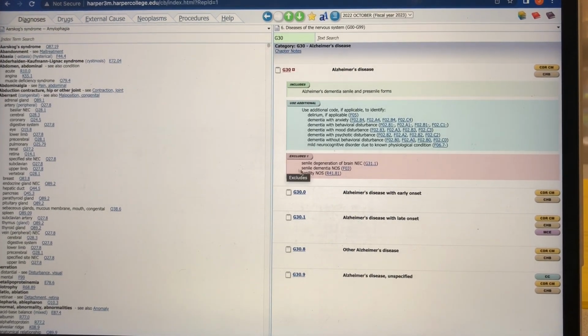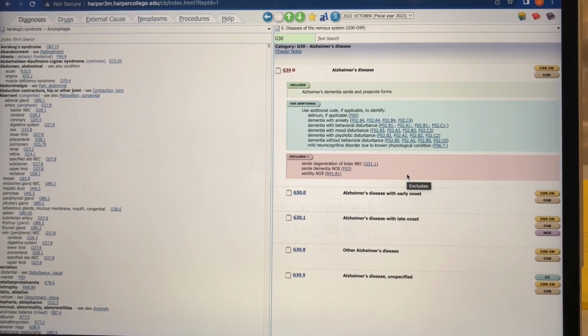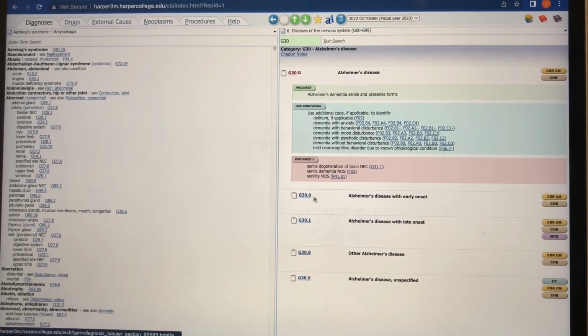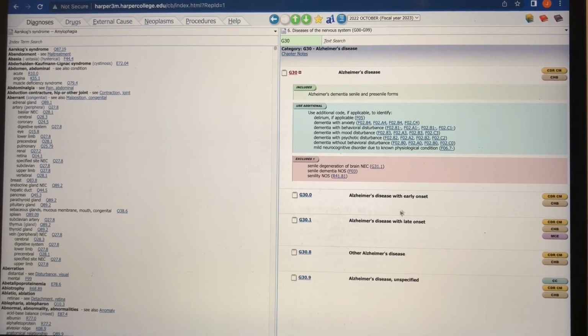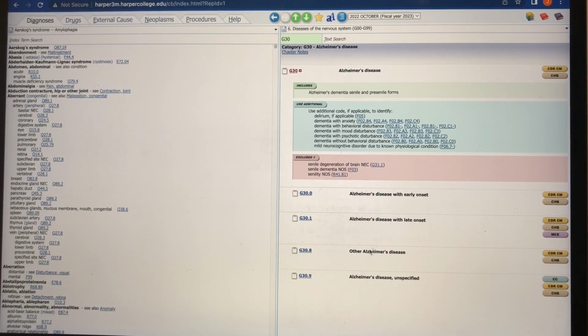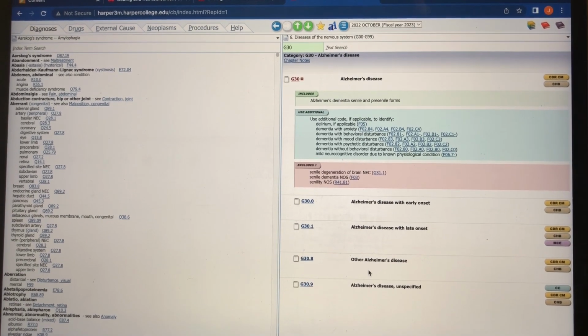exclude the senile degeneration of the brain not elsewhere specified, and senile dementia not otherwise specified. Further down, G30.0 is Alzheimer's disease with early onset, and there are different codes listed for late onset as well as undefined or other Alzheimer's disease manifestations.